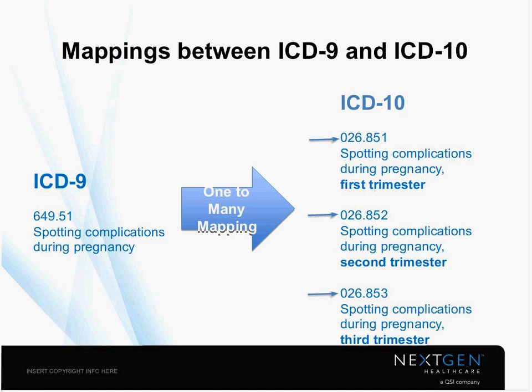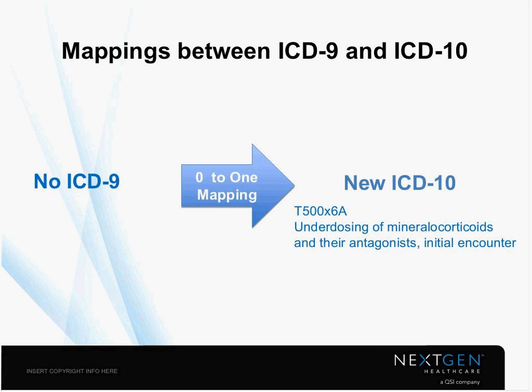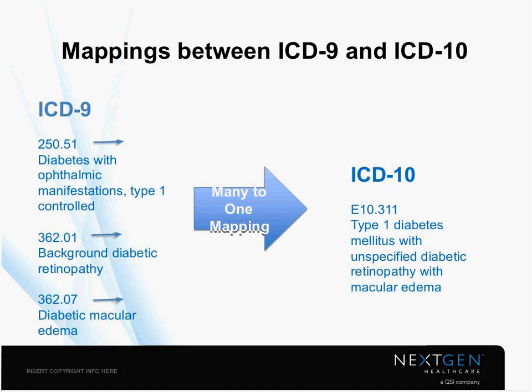Sequentially, you'll see the numbers O26.851, 2, and 3, and you're just seeing a one-to-many mapping there. A zero-to-one mapping: previously, this value did not exist in ICD-9, which now exists in ICD-10. Or a many-to-one, where there are multiple values, but because of granularity, we can now equate them to one single value.